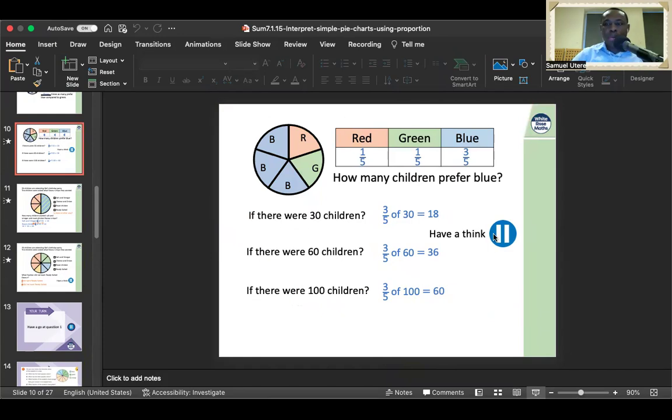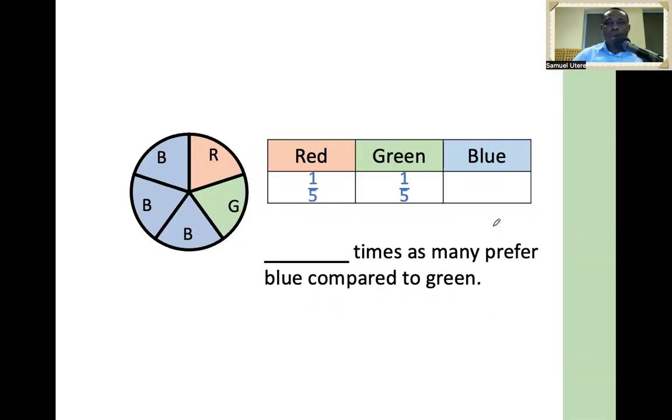Okay, so we would have 1/5 and that would be 3/5. Why? If you look at these, all the parts are equal. So we can say red is 1 out of 5, 1/5. Green is 1 out of 5, which is 1/5. And blue is 3/5. Okay, what word would we use to complete this sentence? Dash times as many prefer blue compared to green. Of course, 3 times. So you can see it's 3 times as many prefer blue compared to green.